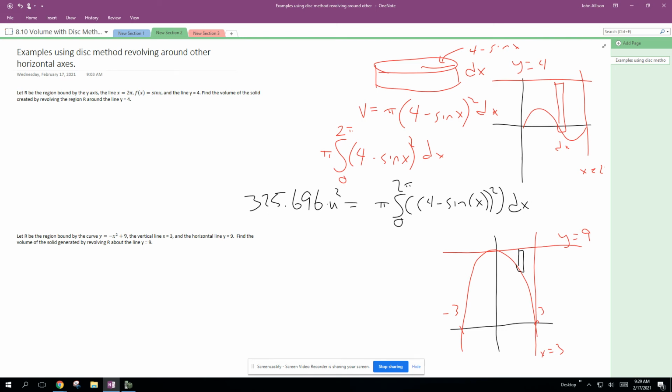I'm going to draw one rectangle. When we do that, we get the solid generated by the disk generated by that. I'm going to pull it out here. Width is dx again. We're integrating, it's perpendicular to the x-axis. This time, the radius is 9 minus the curve, which is negative x squared plus 9. This height is negative x squared plus 9. So you add them all together, you get 9.